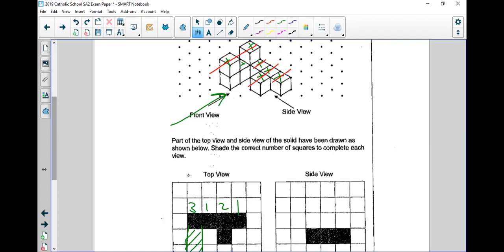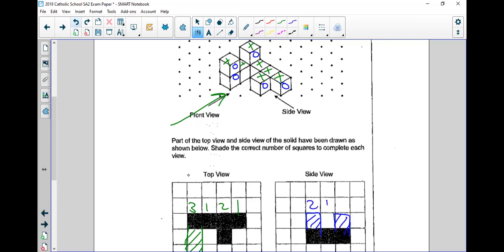Okay, how about the side view? Now the side view is also similar. The side view, you have 2, 1, and 2. Then you draw the missing square. 2, 1, 2. What is 2, 1, 2?